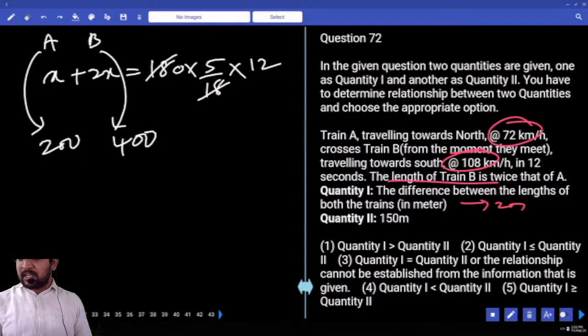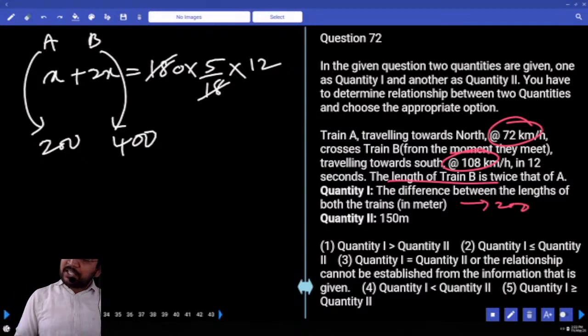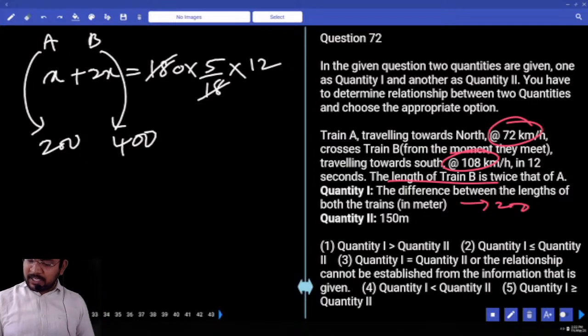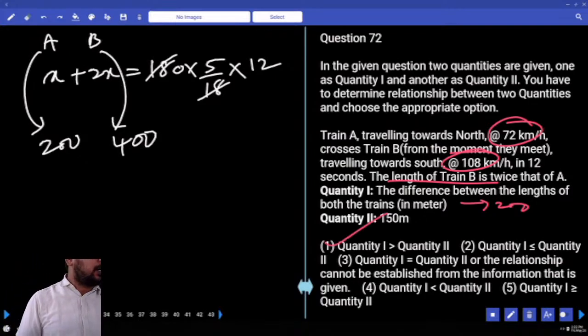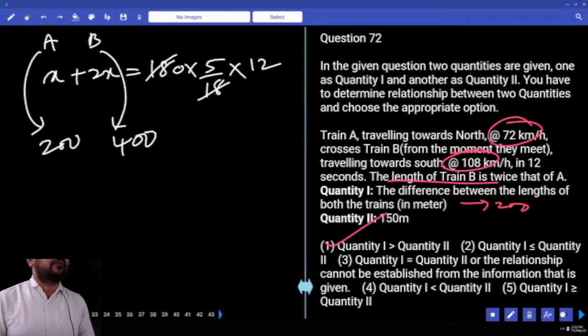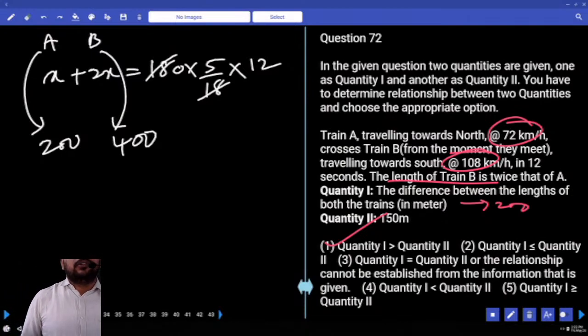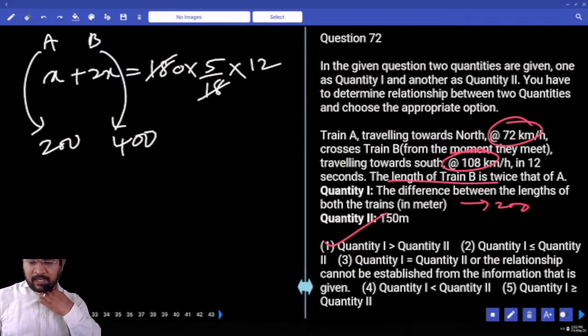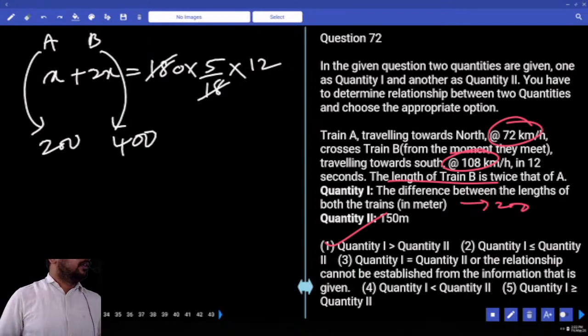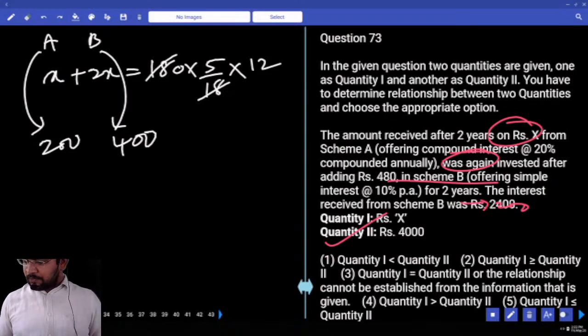Now the difference is how much? Quantity 1 is 200, quantity 2 is 150. Your answer is: 1 is greater than 2. So if you know the basic concept, it's very easy. So are you clear? Shall I go for the next question? Are you ready? Next one.